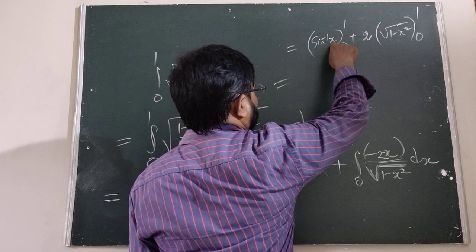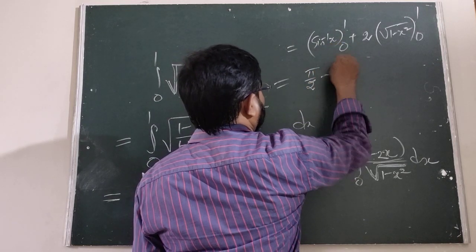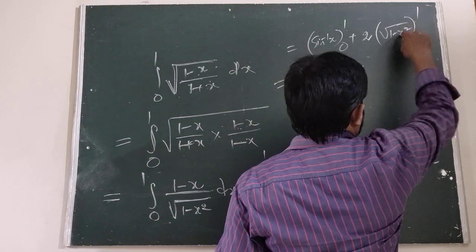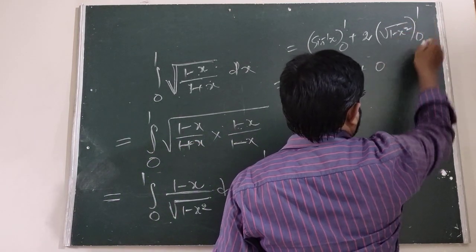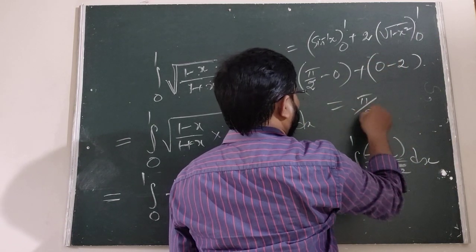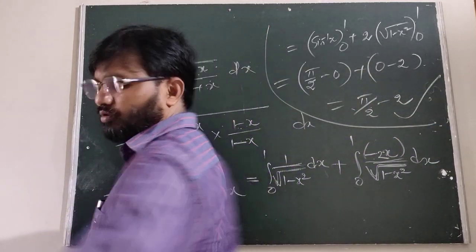1 is the value of sine 90, so sine inverse and sine cancel. Put x equal to 0. After that, we put x equal to 1: 1 minus 1 is 0. Put x equal to 0, minus 2. This is pi by 2 minus 2, the answer. Pi by 2 minus 2.